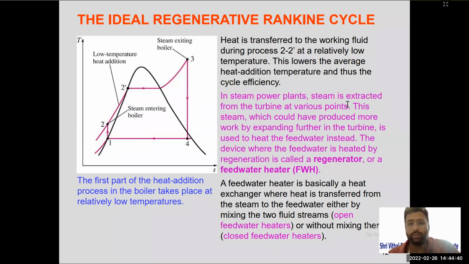In steam power plants, steam is extracted from the turbine at various points. This steam, which could have produced more work by expanding further in the turbine, is used to heat the feed water instead.